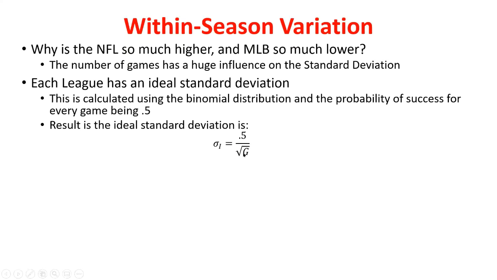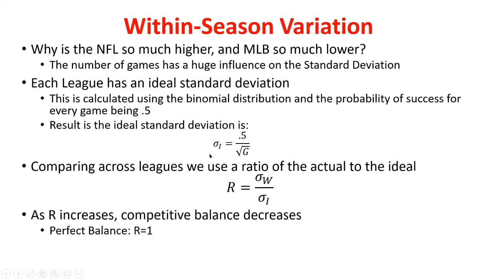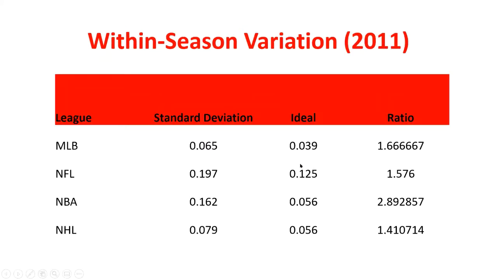So, for the NFL, we would plug in 16, a 16-game season, to get their ideal standard deviation. For MLB, we plug in 162. I'm going to sneak ahead here for a second. So we could compute the ideal standard deviation for each of these leagues. Notice the ideal standard deviation is much higher in the NFL than the other leagues. NBA and NHL play the same number of games, so we have an equal ideal standard deviation there. And then MLB is the lowest, playing 162 games. Okay?